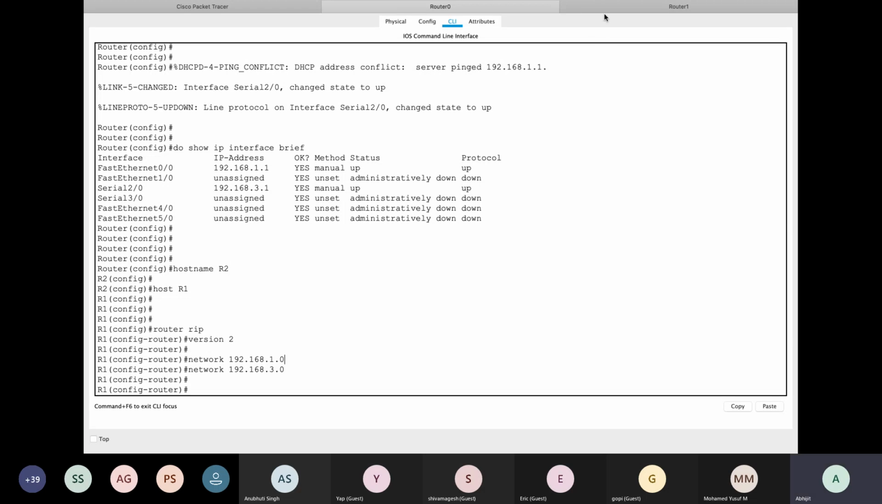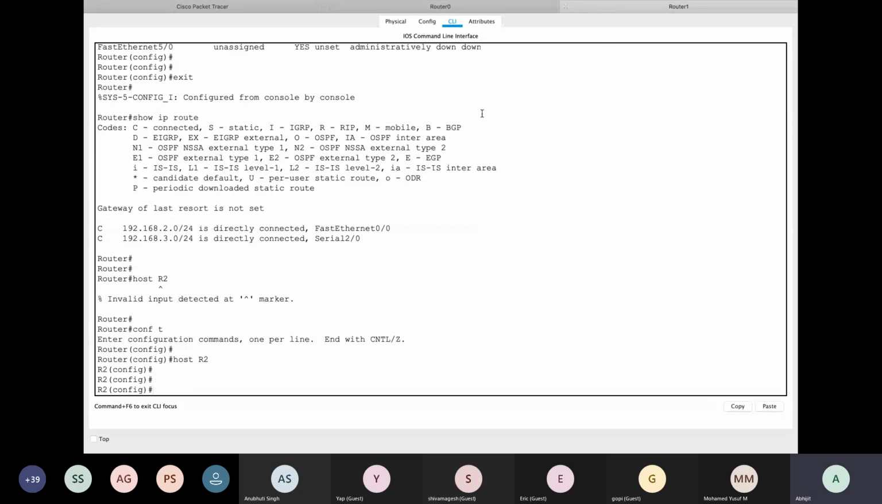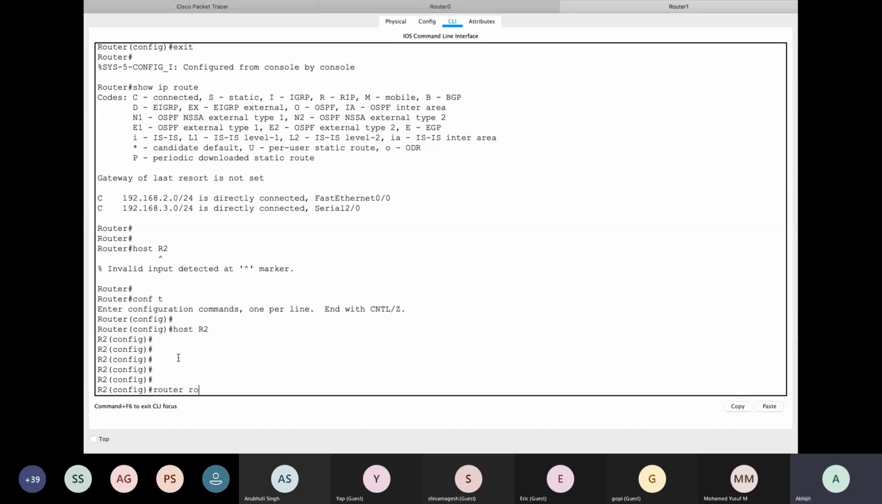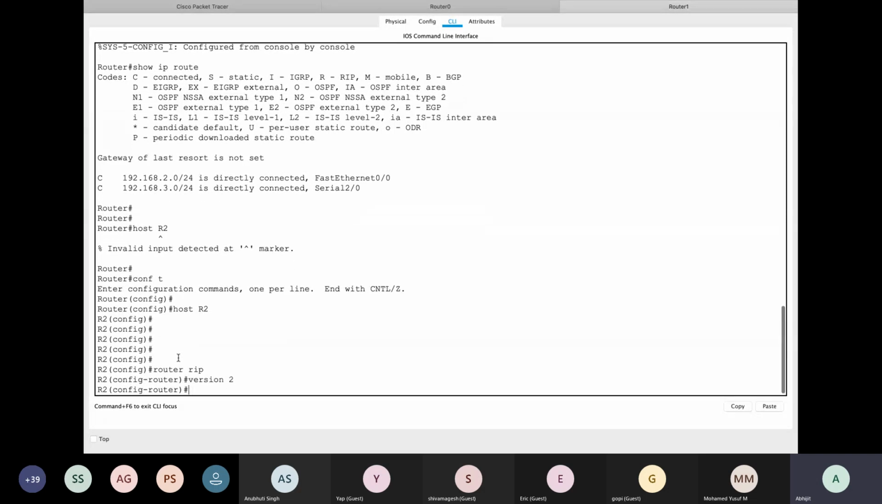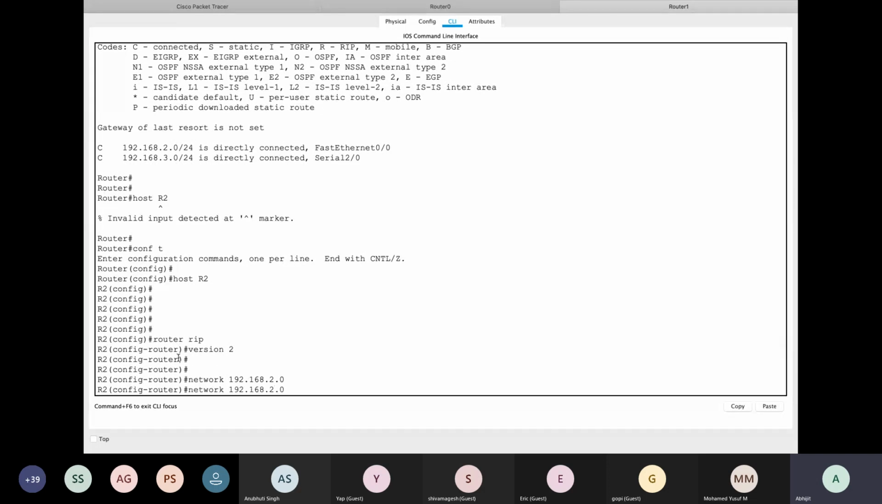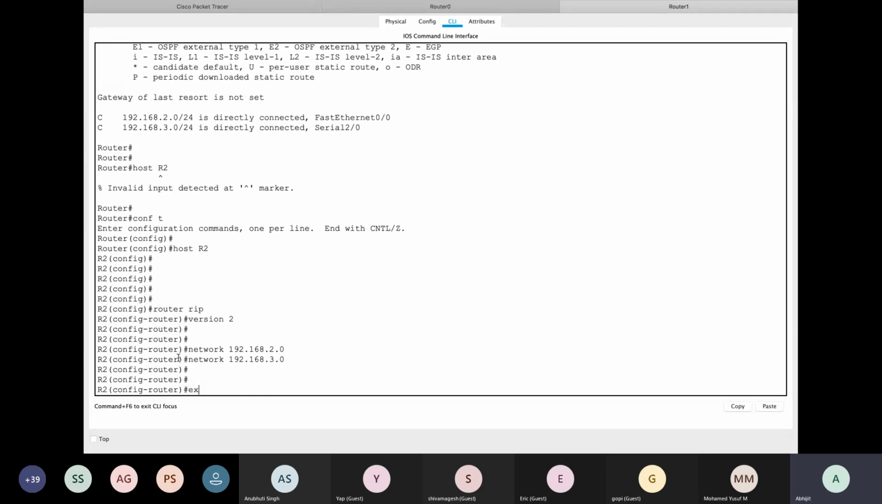Make sense? And then after that, you go on to the other router. You can check the routing table that 2 and 3 are the directly connected networks. So you create a router RIP instance by saying router rip. Then you select version number 2 there. And then you say network 192.168.2.0 and network 192.168.3.0.